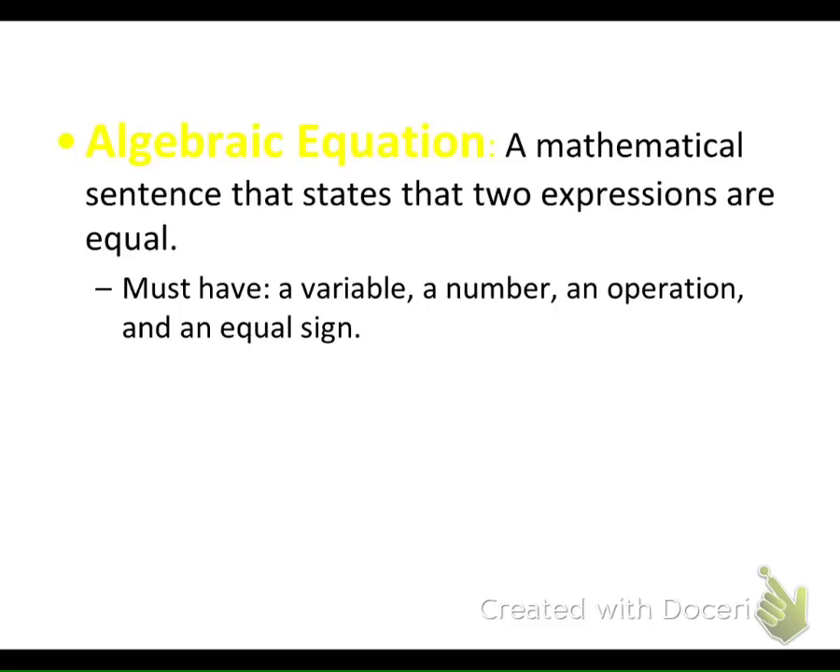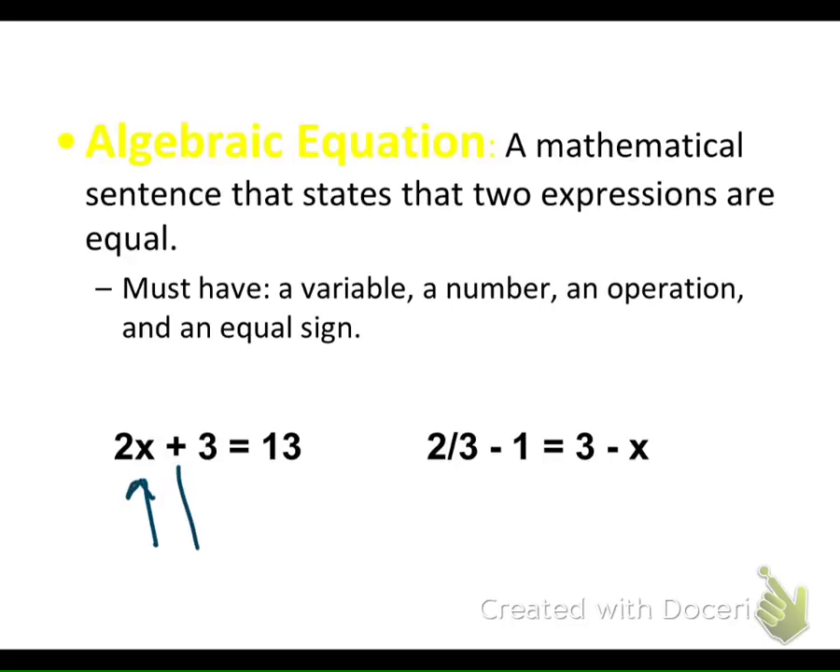An algebraic equation is a mathematical sentence that states that 2 expressions are equal. Well, we know that because an equation has EQUA just like equal. Algebraic equations must have a variable, a number, an operation, and an equal sign. So if we're looking at these examples, I can see 2x plus 3 equals 13. I have a variable, I have an operation, I have an equal sign, and I have two expressions.